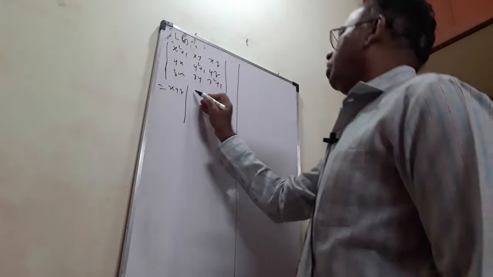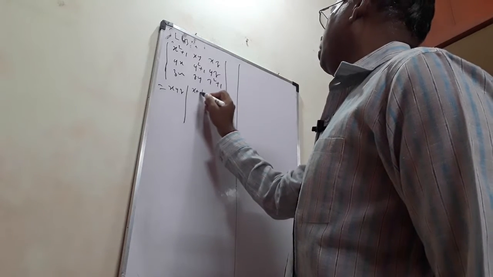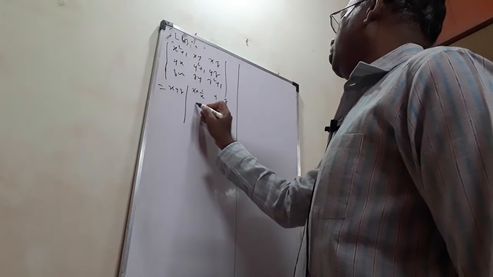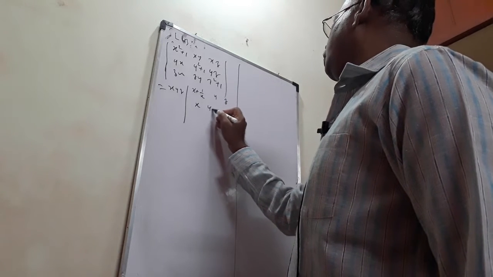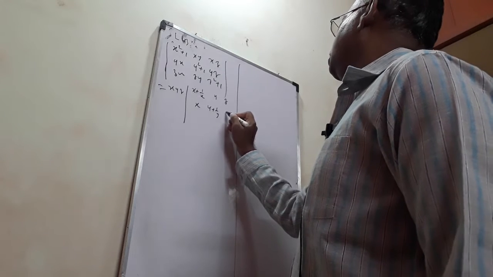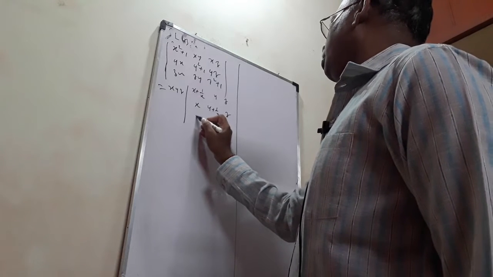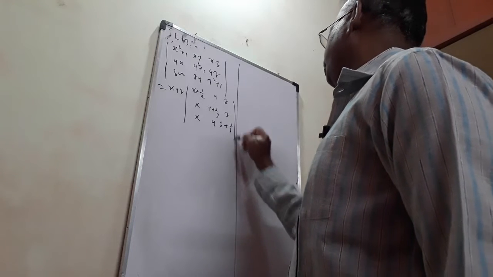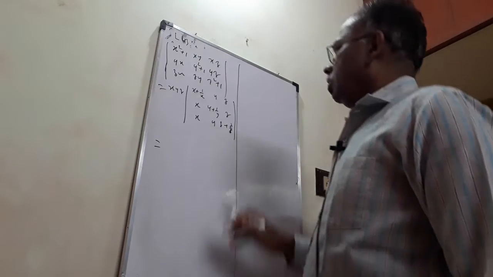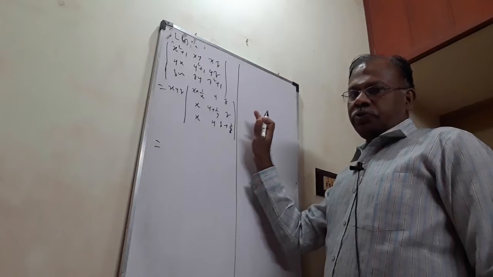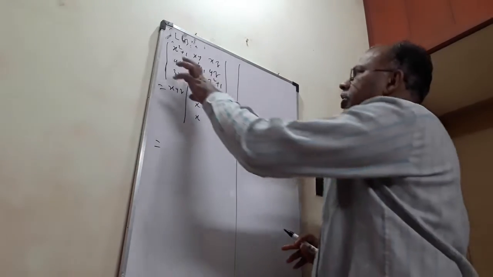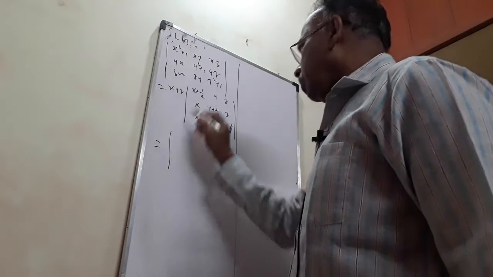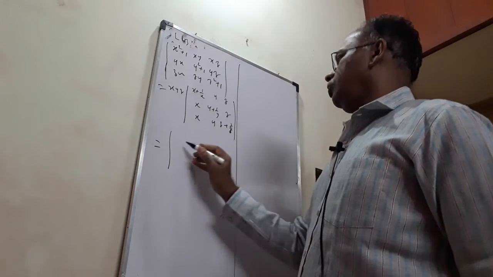R1, R2, R3 respectively. This will become x plus 1 by x, y, z. This will become x, y plus 1 by y, z. This will become x, y, z plus 1 by z. You can write the reason over here. There is no space, therefore I am just explaining. Take x, y, z as common from R1, R2, R3. Now multiply this with C1, C2, C3.